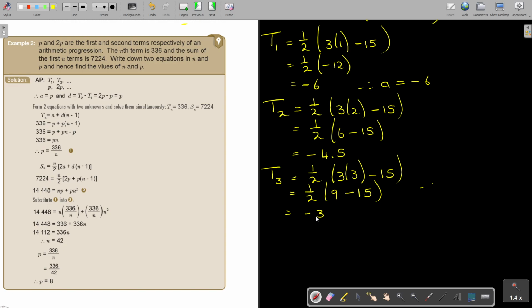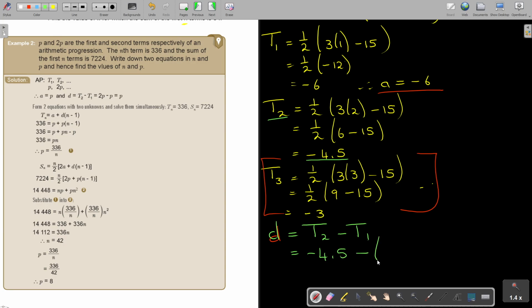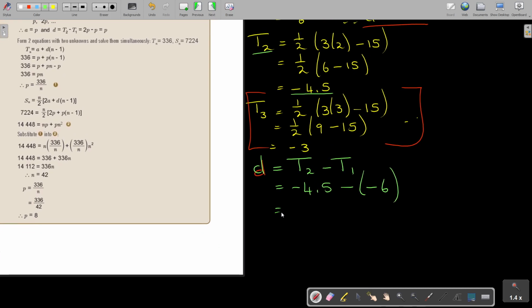Okay. Because that's negative 6, negative 3. So I have the value of A. So this was not necessary. I can find the value of D. Let's just do another color. I can find the value of D by saying T2 minus T1. That's negative 4.5 minus negative 6. And if I move this up, that's going to be negative 4.5 plus 6, and the answer is going to be 1.5. Okay, so that will be my value of D.